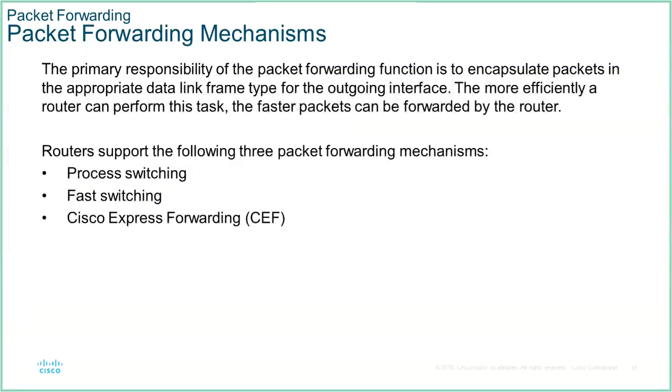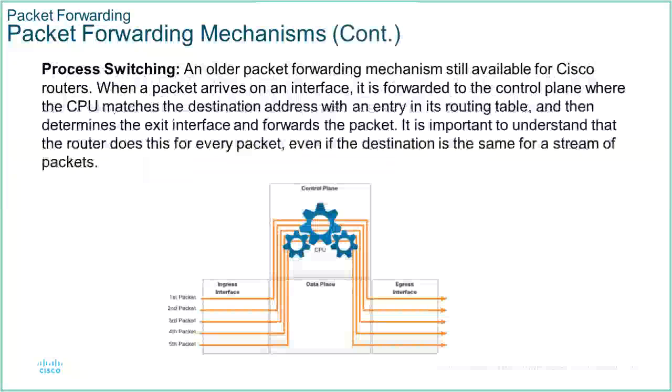Now, over the years, the mechanisms we use to forward packets has changed. So, as we develop technology, the process that we use to make this forwarding decision became faster. So the mechanisms were process switching, fast switching, and Cisco has an express forwarding mechanism as well. Other vendors might have their own version of express forwarding, but let's have a look.